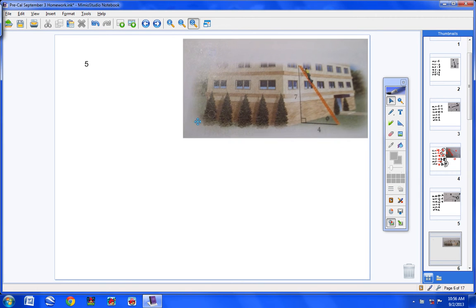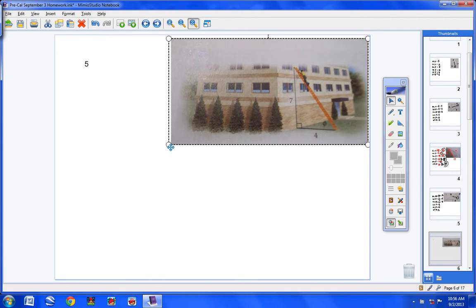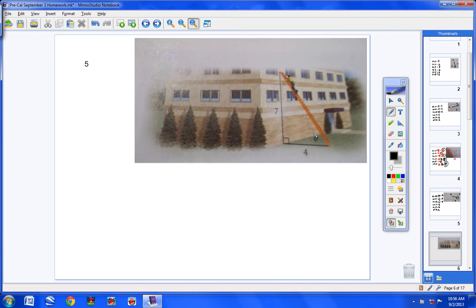So I'm going to make this a little bigger so we can see it easier. There we go. Here's your angle. I'm going to use a different color so we can see it better. There's my angle. So I go straight across. This is my opposite side. Here's my right angle. So I go over here. This is my hypotenuse. And this is my adjacent.